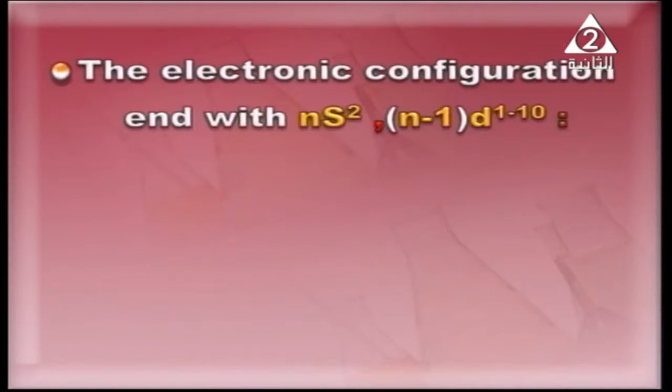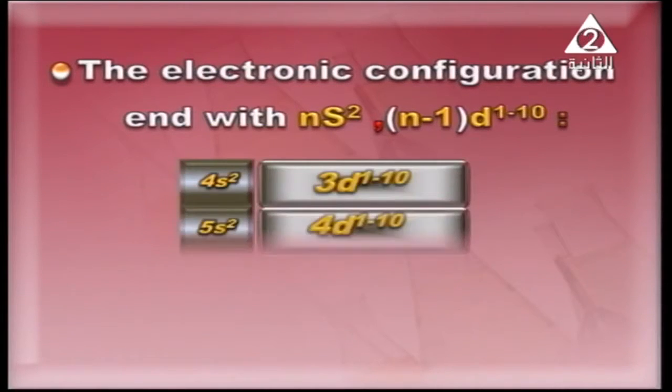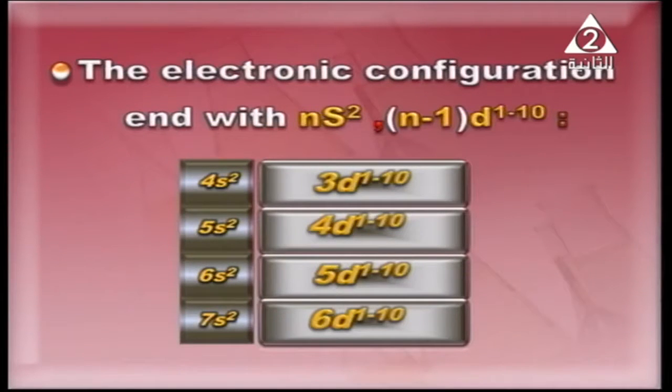The electronic configuration of the main transition elements must end with ns2 and (n-1)d from 1 to 10. As shown on the screen, for the 4th period, 4s, 3d, and in the 5th period, 5s, 4d, and in the 6th period, 6s, 5d, and in the 7th period, 7s and 6d.